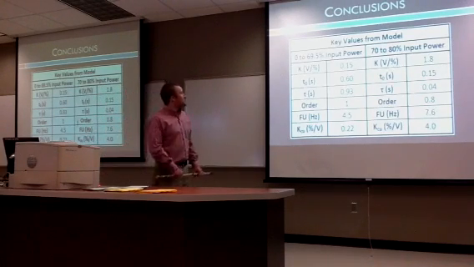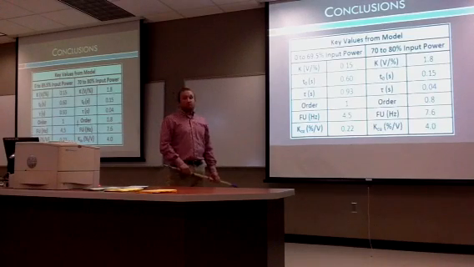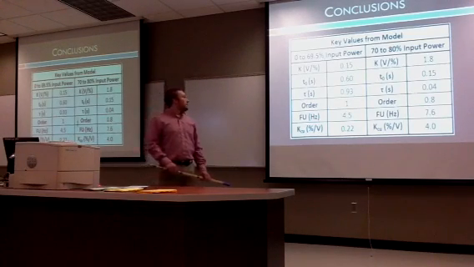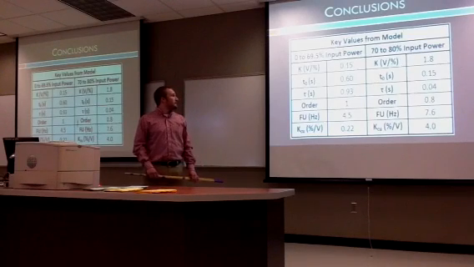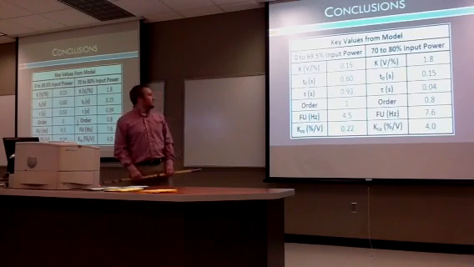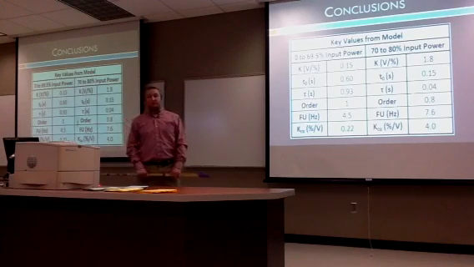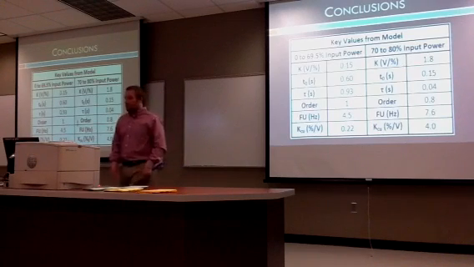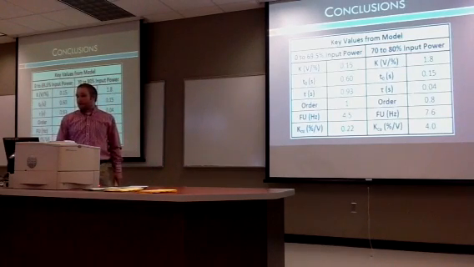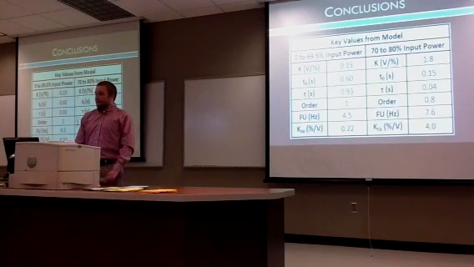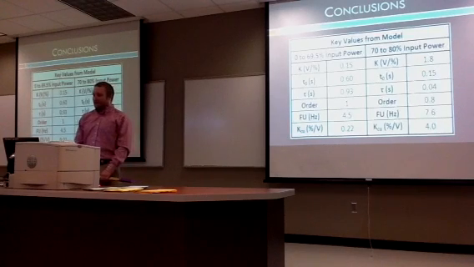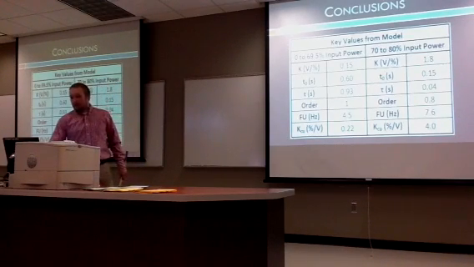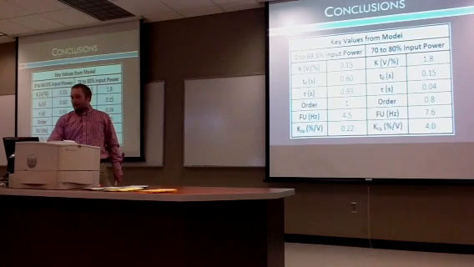For 0 to 69.5% input power, the gain is 0.1 volts per percent. The dead time is 0.60 seconds. The time factor is 0.93 seconds. The order is 1. The ultimate frequency is 4.5 hertz. And the ultimate gain is 0.22 percent per volt. And for 70 to 80% input power, the gain is 1.8 volts per percent. The dead time is 0.15 seconds. The time factor is 0.04 seconds. The order was 0.8. The ultimate frequency was 7.6 hertz. And the ultimate gain was 4.0% per volt.